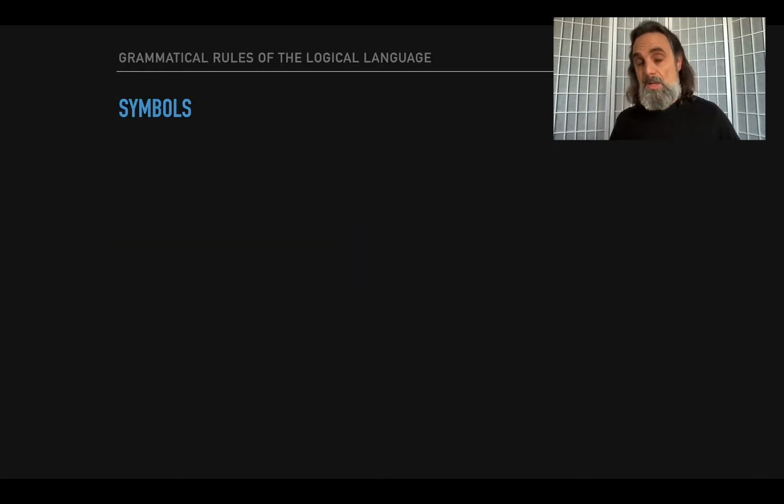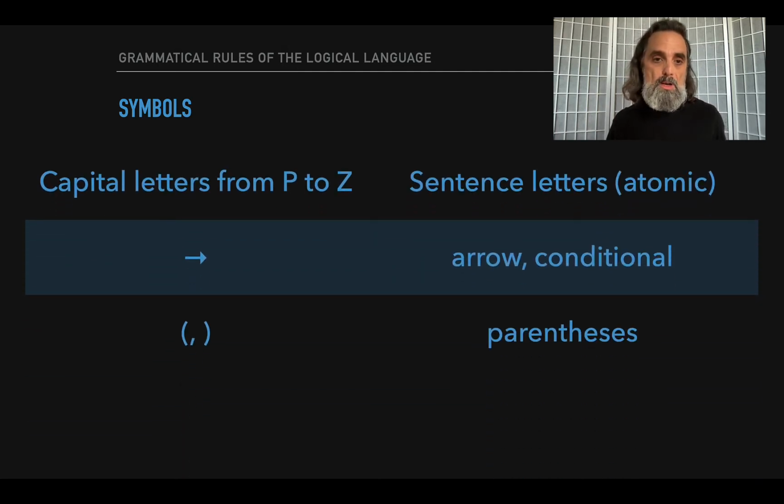First thing we want to do is say what the symbols are. We're going to have capital letters from P through Z. Those are the sentence letters. We call those atomic sentences because they do not contain any other sentences. We have the arrow, which is the conditional sign, and then we're going to have parentheses, the left parenthesis and the right parenthesis. We're going to be adding more symbols starting next module, so we're going to be able to do more than just say stuff with conditionals.